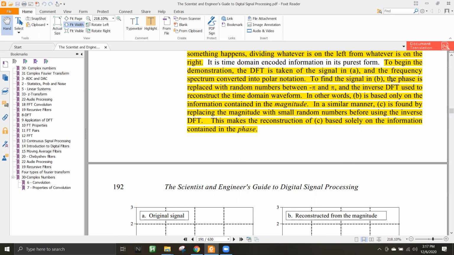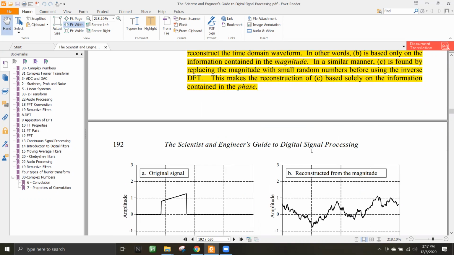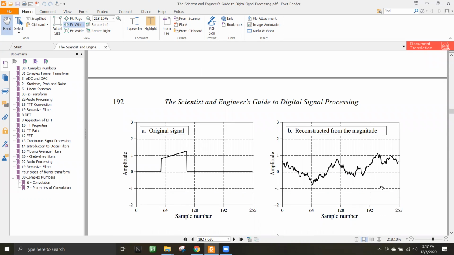They got this back by changing the phase with random numbers between minus pi and pi, but they kept the magnitude as it was, the actual magnitude, and then they performed inverse DFT on it. So here what happened is they took the actual magnitude, but they replaced the phase with random numbers, and then they performed inverse DFT. So they got back this signal, which is nowhere close to this particular signal.